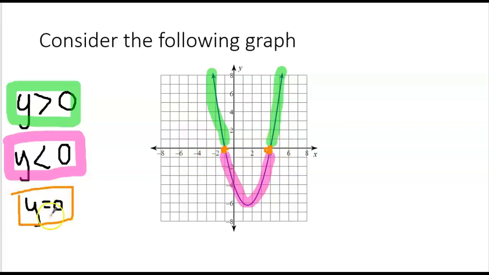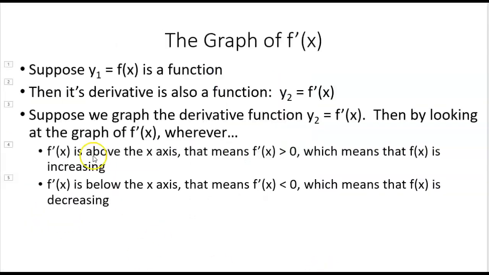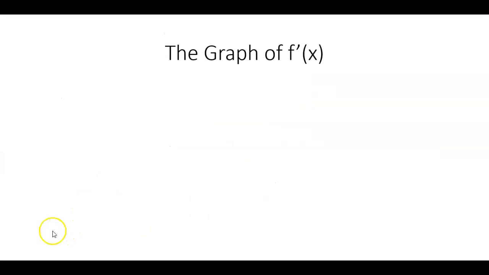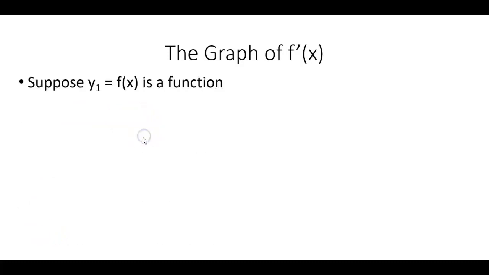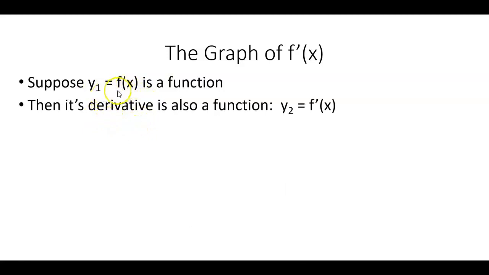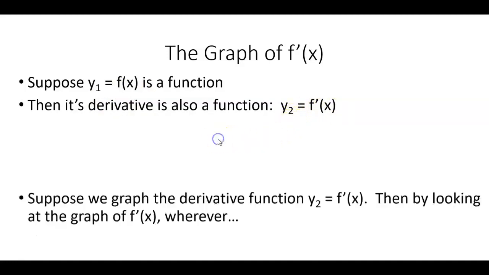So keep that in mind for now. So when you're looking at a graph, y is greater than 0 when it's above the x-axis, y is less than 0 when it's below, and y equals 0 when it touches the x-axis. So I'm going to introduce a new concept to you guys, the idea of the graph of a derivative. So suppose I have a function which I'm going to call y1, and that's f of x. Then we could find the derivative of that, f prime, and that's actually a whole different function. It's a whole new function in and of itself, so I'll call that y2.